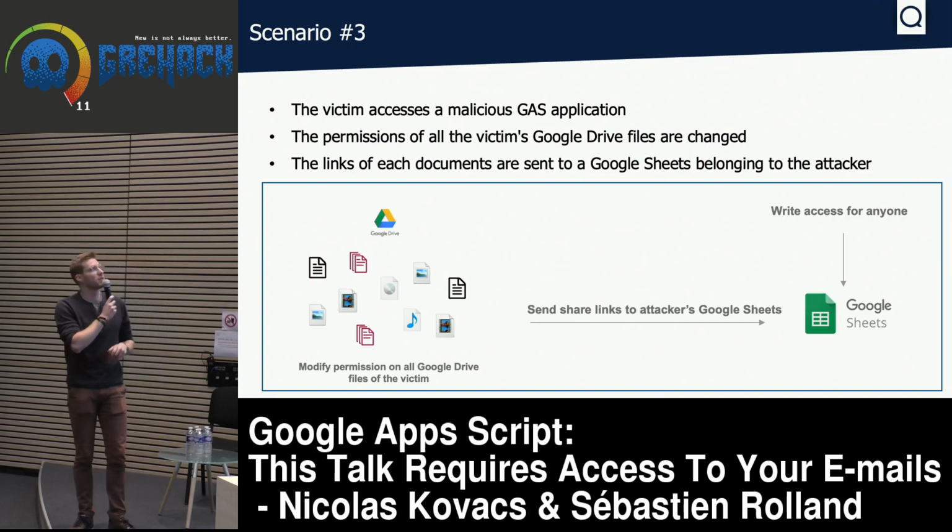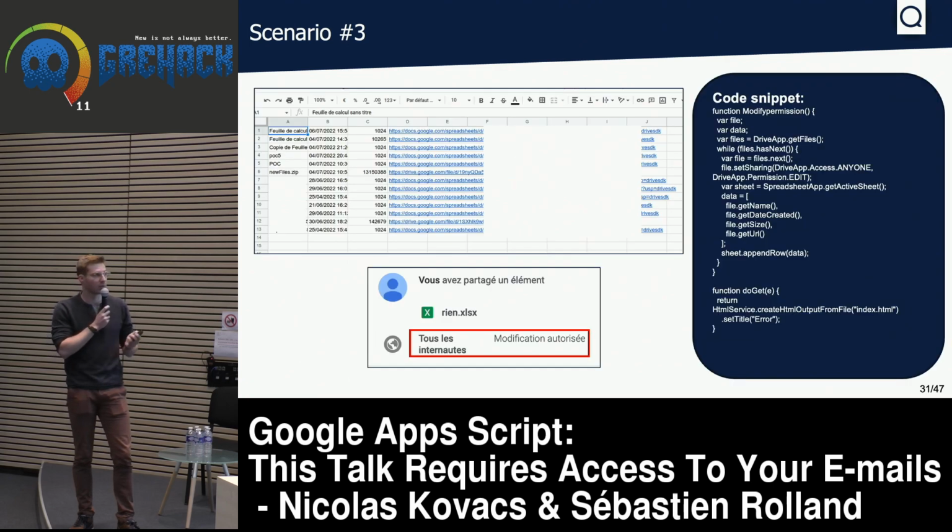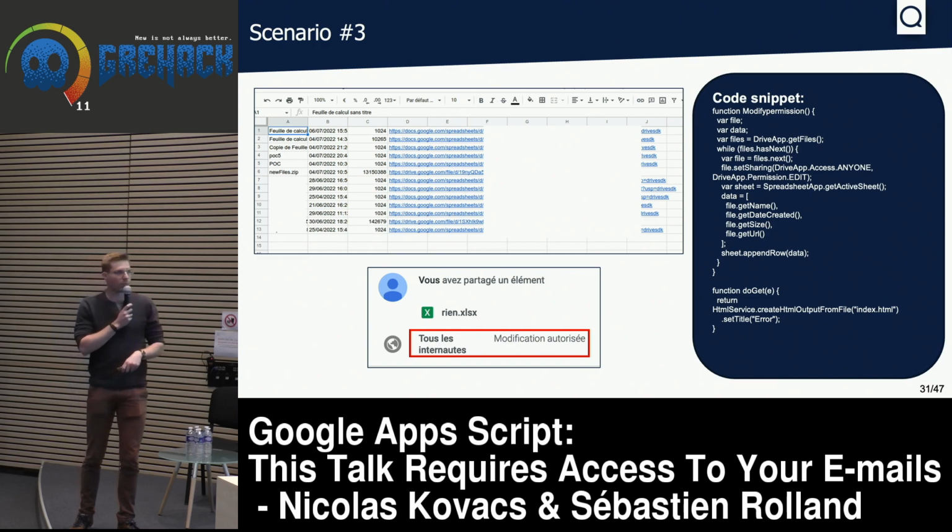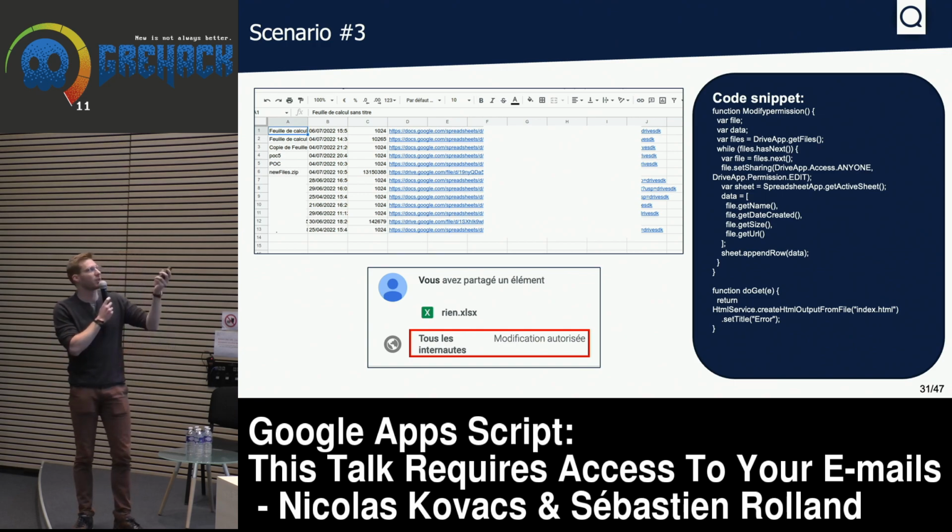So this time, when the user accepts to share the permissions, the script lists all the files of his Google Drive and changes the permissions of the files to make them publicly available. When it's done, the spreadsheet of the attacker is filled with all the links of the files in order to download them directly. So at the end, the attacker gets something like this.